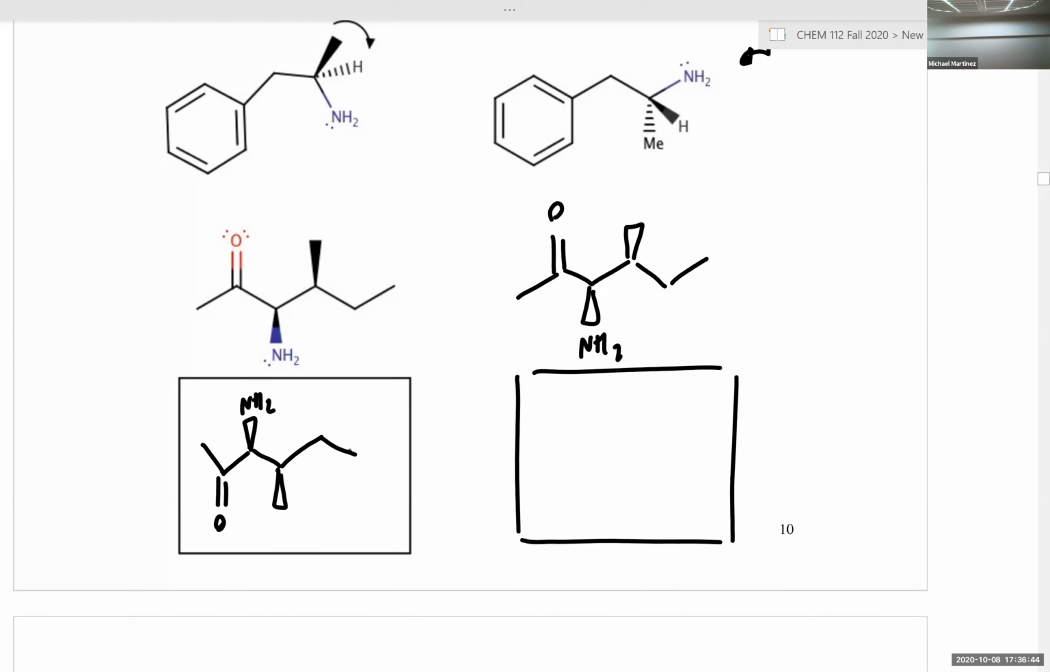Okay, so let's take a look at a model for this structure. So here we go. We have our ketone, and we flipped this entire molecule on the vertical axis. We're looking at the structure for this enantiomer here. And one thing I want to help us visualize is how this molecule is in fact an enantiomer.